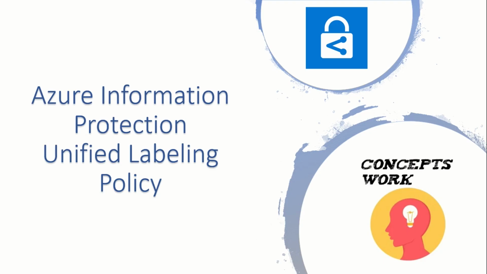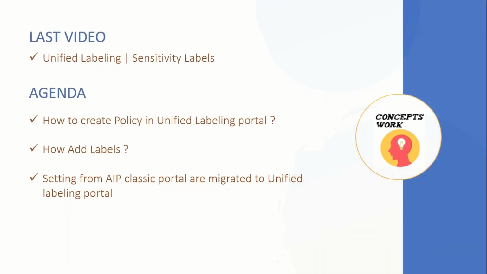Welcome back to our channel, and in this video we are going to talk about Azure Information Protection Unified Labeling Policy. Now if you're watching this series from the beginning, in the last video we discussed unified labeling sensitivity labels, whereas the agenda of this video will be knowing how to create a policy in the unified labeling portal, how to add different labels, and what settings are migrated from the AIP Classic portal to the unified labeling portal.